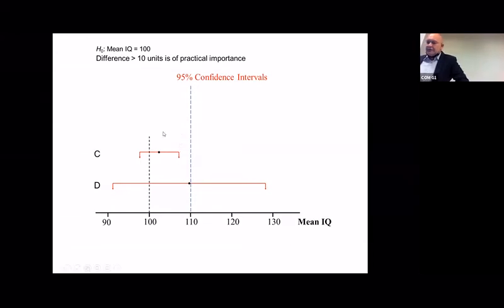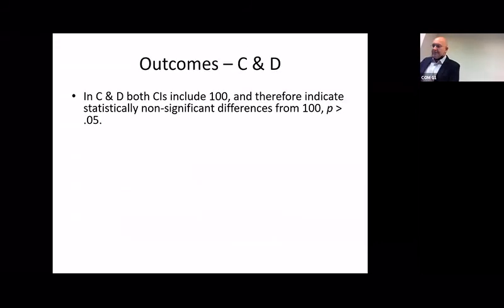Now it's interesting that in C, we have a conclusive result, and we can publish this. In D, we cannot, and yet the Z and the p-values are exactly the same. So this is why the p-value is not always a good guide to what's going on. You need to use confidence intervals to see what's happening.